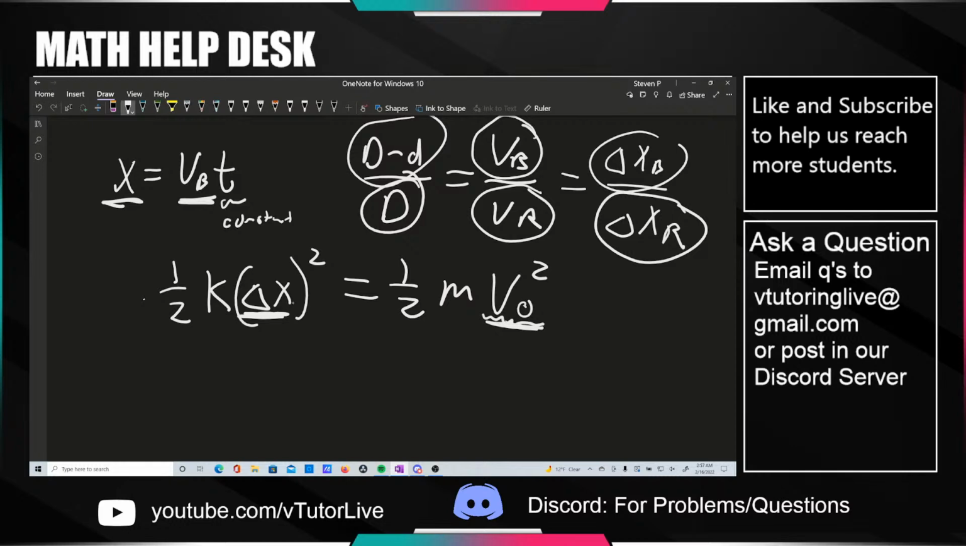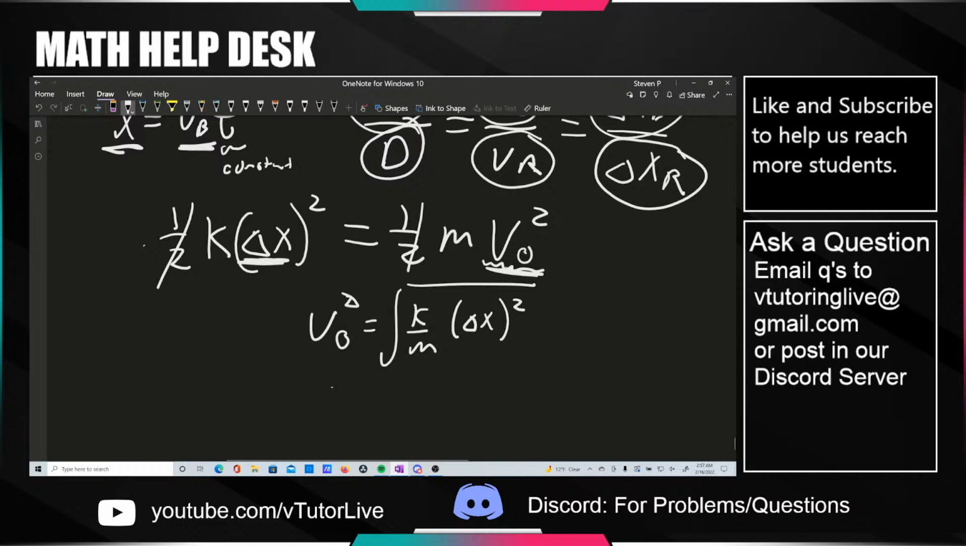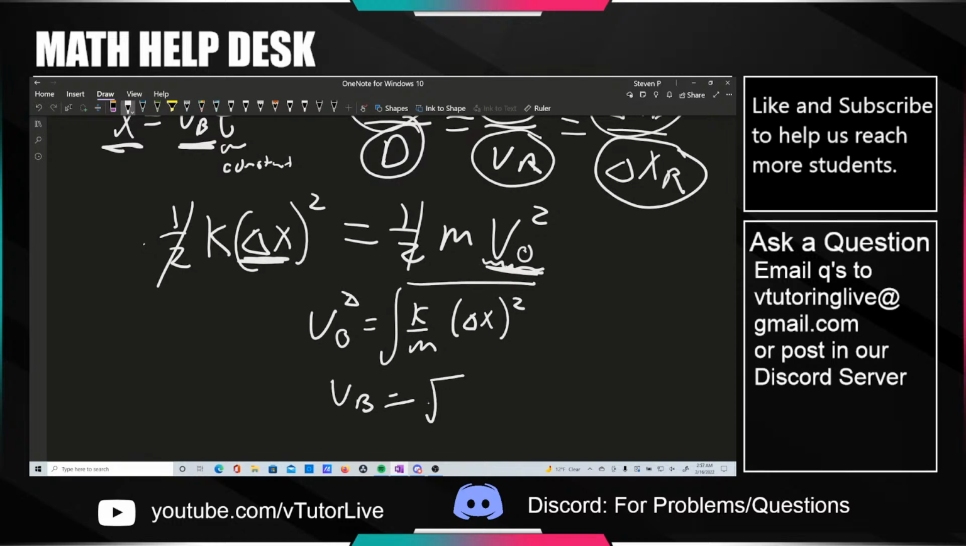And then what you should find is that once you solve, okay, so the halves cancel out, V naught is equal to K over M times delta X squared. You can square root everything, and then you can just plug this into VB and VR. You can get that VB is equal to the square root of K over M times delta X for Bobby, and V naught is equal to the square root of K over M times delta X for Rhonda.